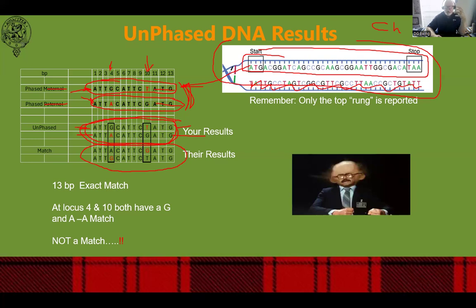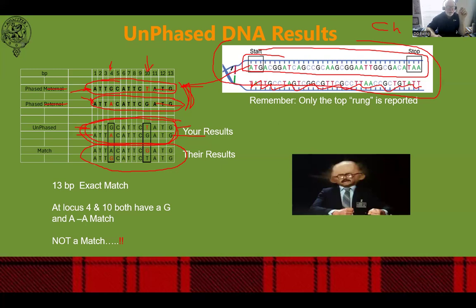Their results are not reported as here's your dad's, here's your mom's. It's just simply together. At this location, there are two A's. At this location, there are two T's. At this location, there are two T's. At this location, one of them had an A and one of them had a G. We don't know if it's dad that had a G or mom that had the G. We don't know. One of them did.